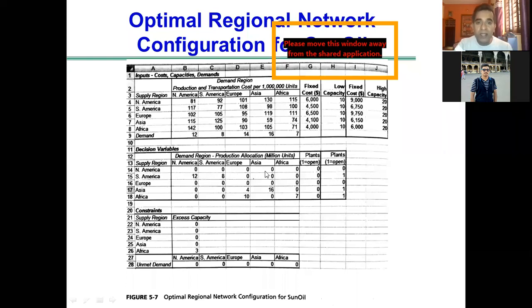Then the total demand in Europe is 14 million units. Of which 4 million units will be supplied from Asia and 10 million units will be supplied from the African plant. So 14 million demand is met. Total demand in Asia is 16 million units. So the entire 16 million units will be supplied from the Asian plant itself. Then the total demand in Africa is 7 million units. The entire 7 million units of demand will be met from the African plant itself. So the first decision is taken care of.